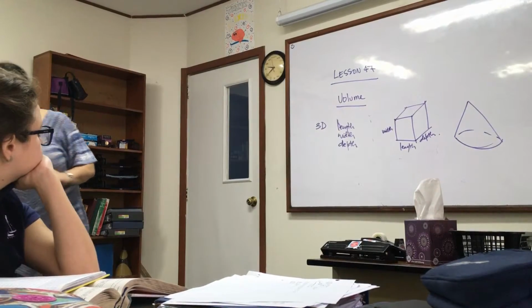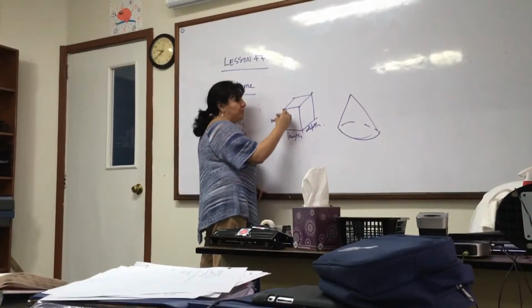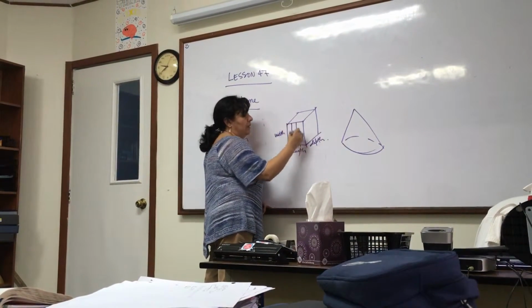Just like on the area side, you could put little squares. On the volume side, you can put, guess what? Little cubes.